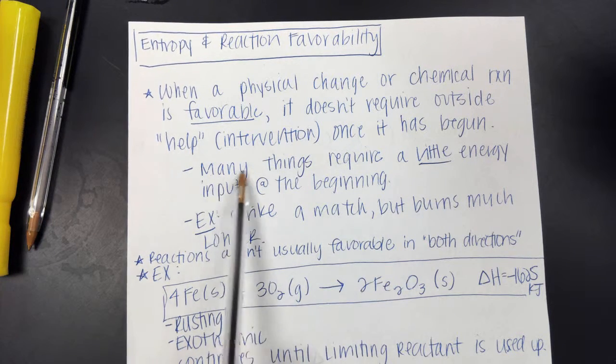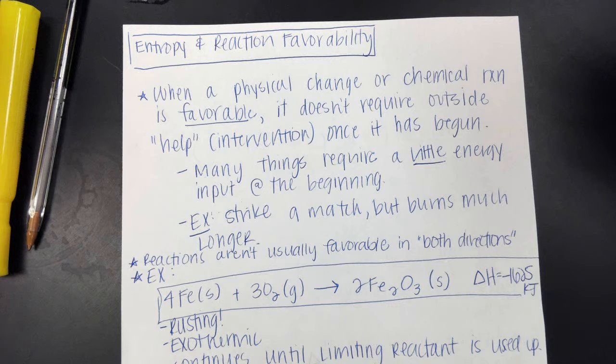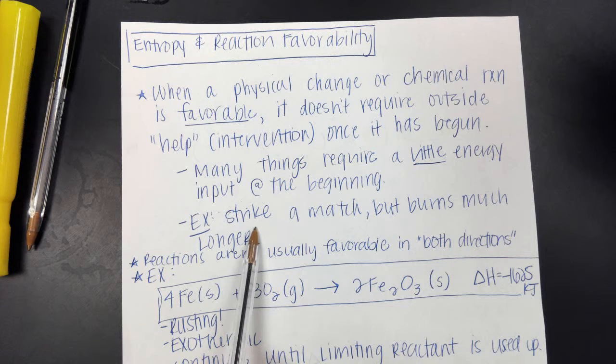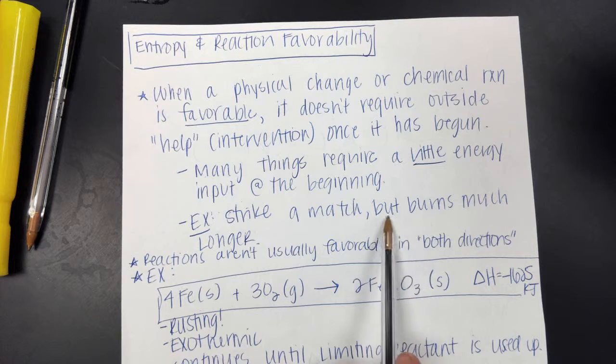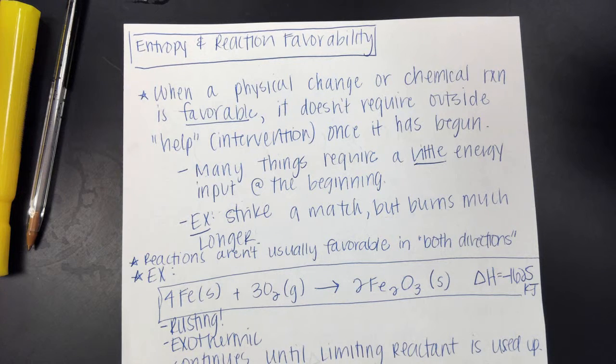Many processes require a little bit of energy input at the beginning, but then they just keep going until they're finished. For example, you have to strike a match. You have to put in a little bit of energy to start that fire, but that exothermic reaction will burn much longer and with much more energy release than you put in.